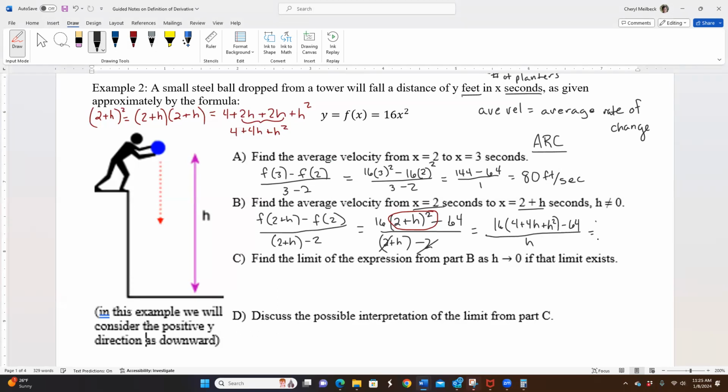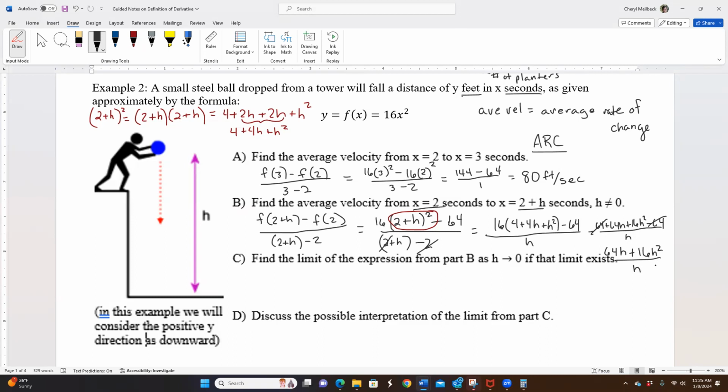We have to clean this up a little bit. When we do, we multiply 16 times all of these terms. We won't get 16, we'll get 64, because 4 times 16 is 64. So we're going to get 64 plus 64h plus 16h squared minus 64 over h. We can clean this up because the 64s will cancel. What we have now, sorry to run out of room here, is the 64h plus 16h squared over h.